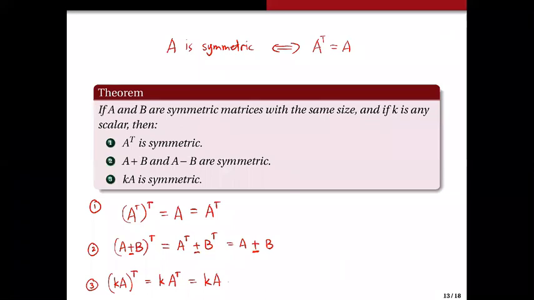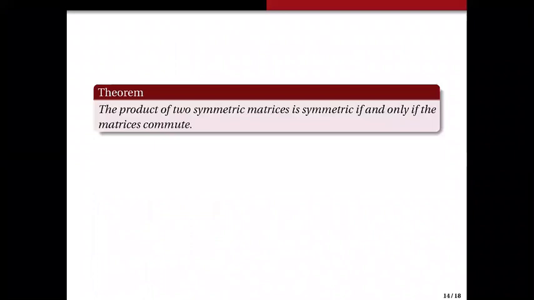For our next theorem, the product of two symmetric matrices is symmetric if and only if the matrices commute. Okay? The product of two symmetric matrices is symmetric if and only if the matrices commute. So what is this? You have A and B, and you want AB, that's the product. Your A and B here are symmetric matrices.